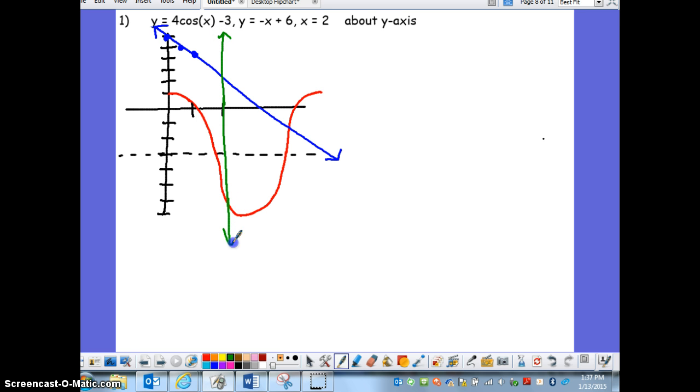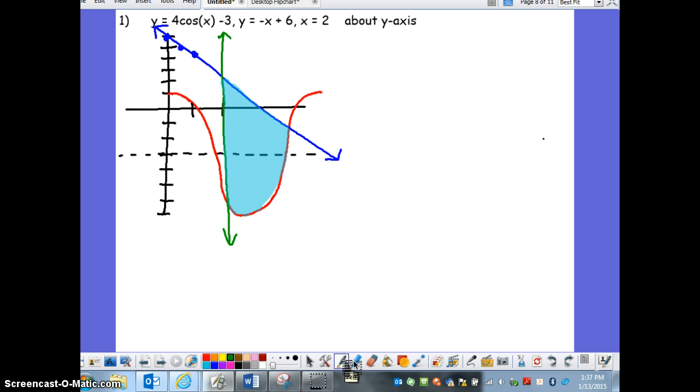What I'm looking for is, where are all 3 of these graphs intersecting to create a bounded region? That's going to be this area right in here. So that's what I'm going to go through and shade in. This is my shaded in region. This is the region that I'm going to be rotating. We're going to take that area and rotate it.